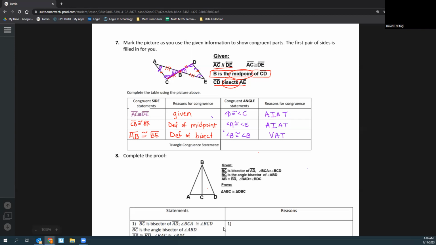Now that I have all three sides congruent and all three angles congruent, I can make the statement triangle ABC is congruent to triangle EBD, because E matches up with A, B matches up with B, and D matches up with C.